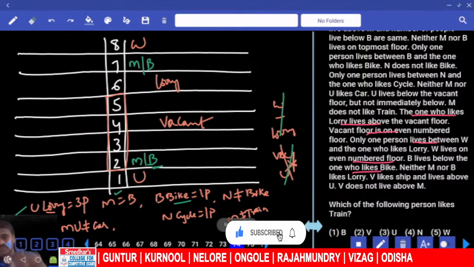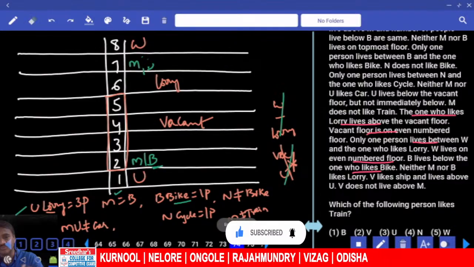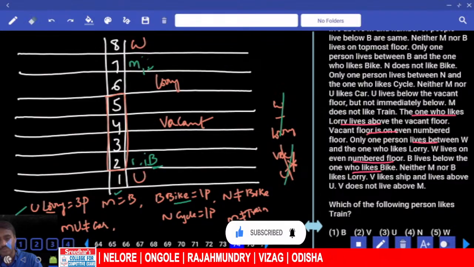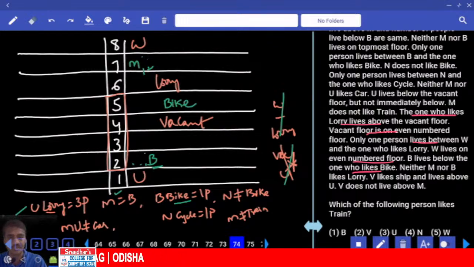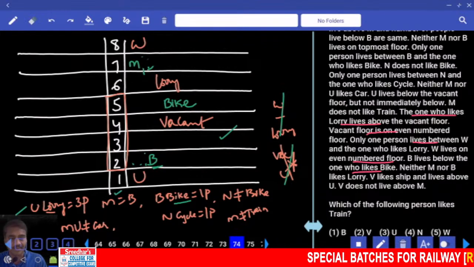Hence where should this be? B cannot be on the 7th floor. And B is here. B is below the one who likes bike. There is 1 person between B and bike. Where should this bike be? The one who likes bike must be on the 5th floor. Now this is the person living on the 3rd floor. 1 person between bike and B. Is that fine? Bike and B done.